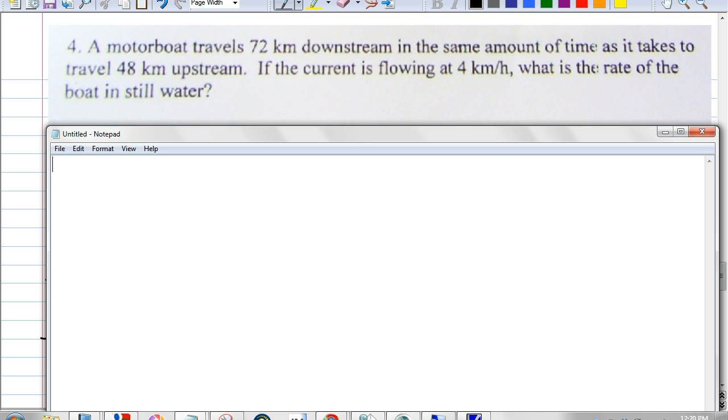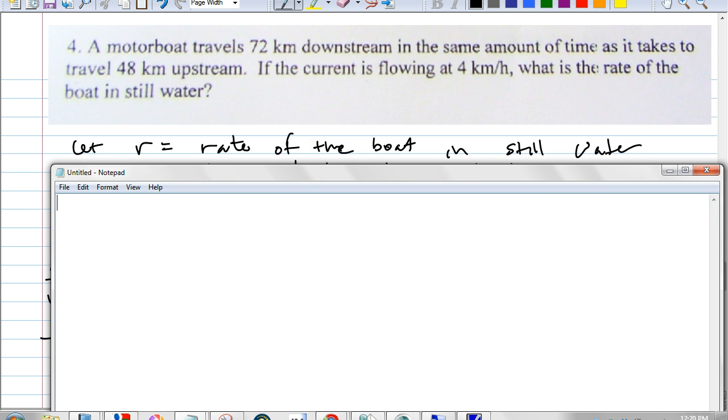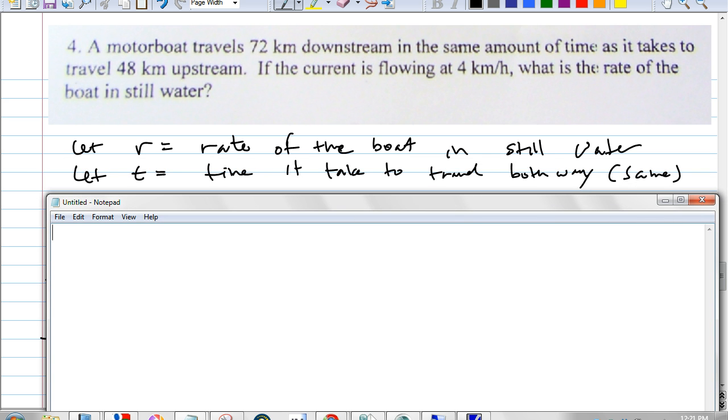What are the 2 variables? Alex. The time. The time what? The time you're traveling? Yes, the time you travel. You're right. The time you travel is the same for both, isn't that right? And we also need to know the rate of the boat in still water. Isn't that right, guys? Would you agree?